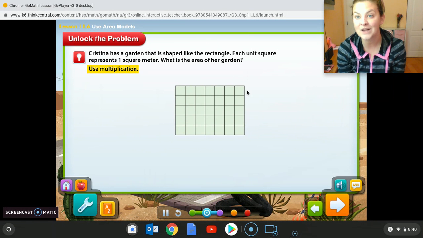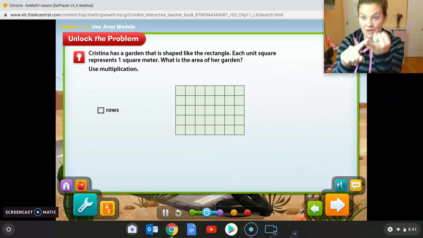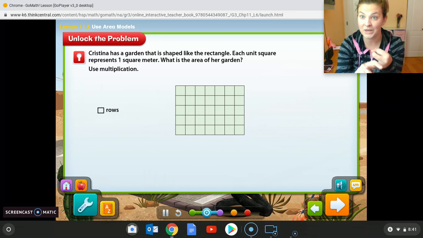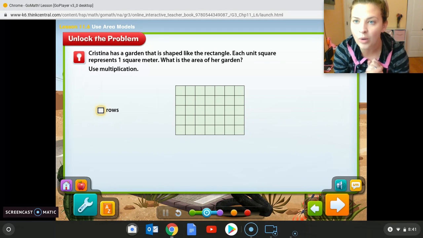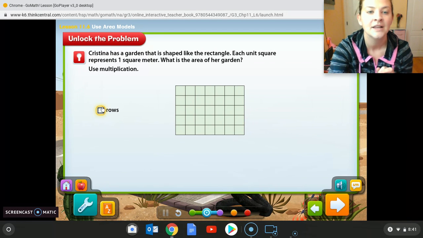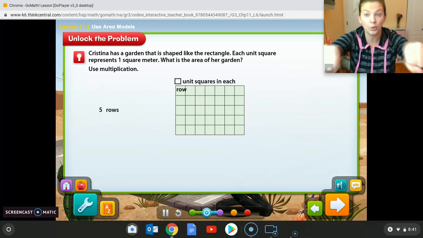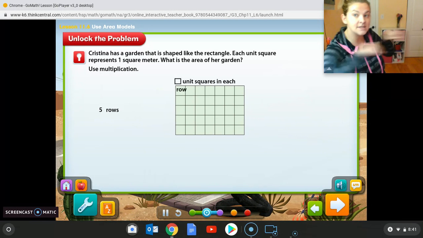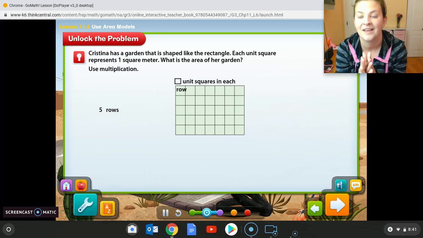So now we're going to be talking about multiplication and what that looks like, okay? We can count the squares, we can use repeated addition, or we can finally do that multiplication that we worked so hard in 3rd grade to learn, right? So there are 5 rows. I hope we know, row, row, row your boat. We go side to side, okay? There are 5 rows. That is that vertical number, 5.